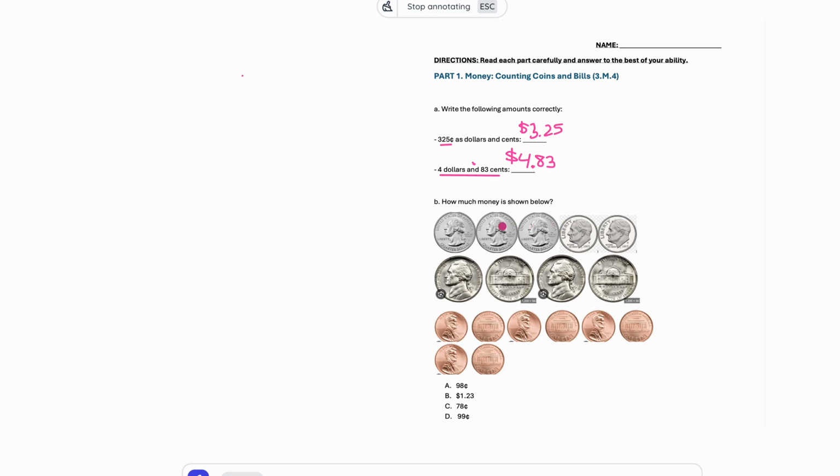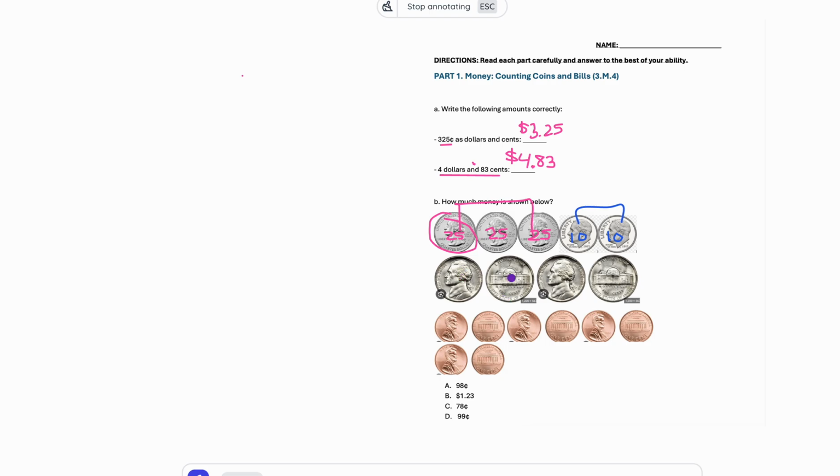Next, we have how much money is shown below. We have a bunch of coins here. Let's count them together. Our first set of coins, hopefully you know, are quarters. These are each worth 25 cents. So 25, 25, and 25. Here we have two, hopefully you know, these are dimes. These are worth 10 cents each.